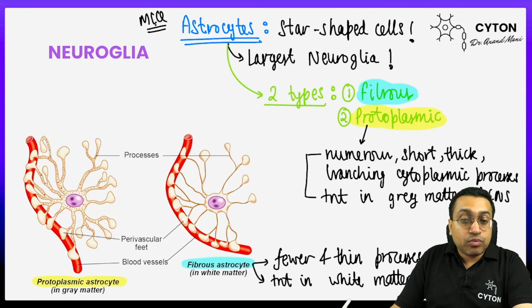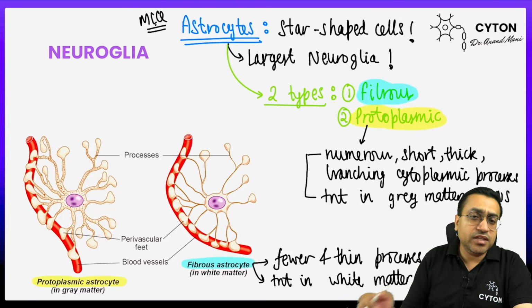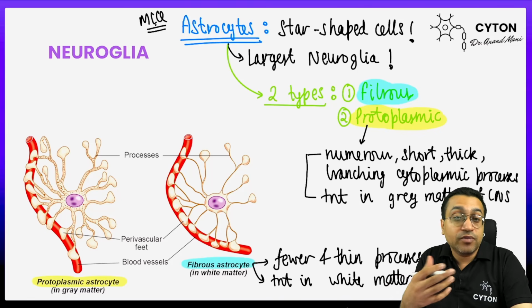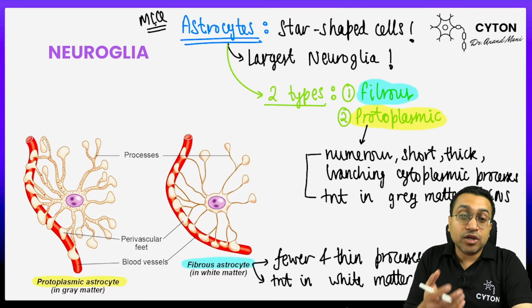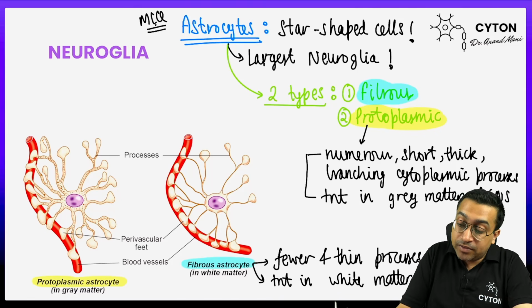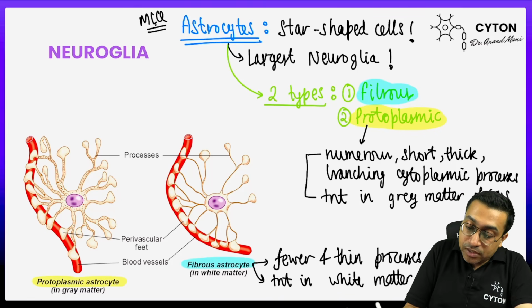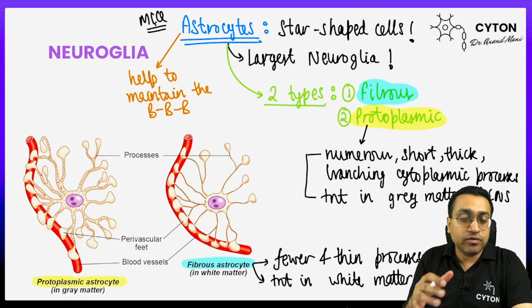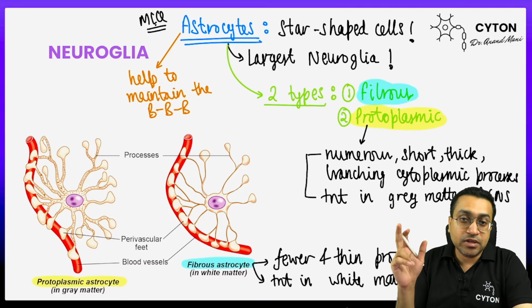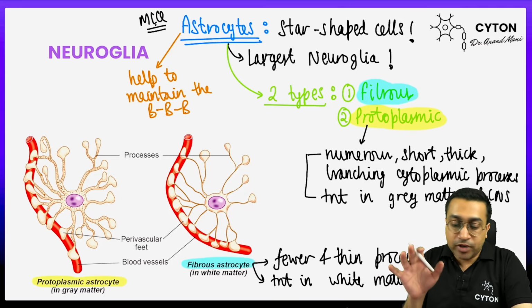All right. So what are the functions? Now there are a lot of functions, like they provide physical support to the neurons, they maintain a favorable metabolic environment for the neurons by removing the neurotransmitter from the synapses. They also help to maintain the blood-brain barrier. Please write this one, this is a very important point. The astrocytes help to maintain the blood-brain barrier. Don't bother about this topic right now, it will be taught to you in detail in the neuroanatomy section at the end of the year. Okay, so don't worry at all.